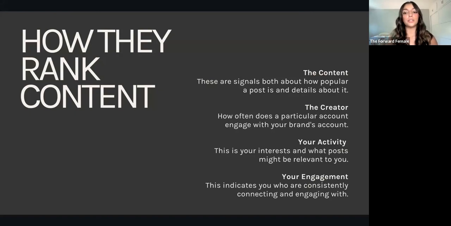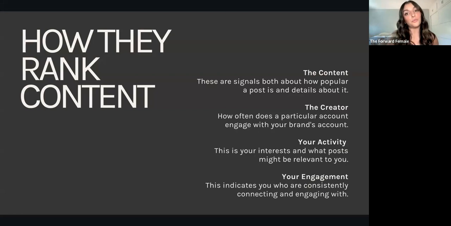Then they will also look at your engagement. So who is consistently connecting with you as the creator, and who are you consistently connecting with? So if you think about how you are on your Instagram, who comes up first on those story bubbles right at the top? Those are likely the people whose stories you watch pretty much daily, those are also the people whose posts you might like more frequently, whose you might comment on, who you might share their posts, save their posts, that kind of thing.